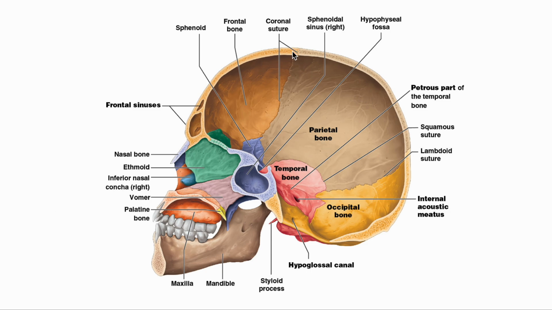Before I leave this, let me just point out, here's the coronal suture from the inside. We usually identify them from the outside, but we also have the lambdoid suture visible here as well. Again, we usually look at these from the external view.